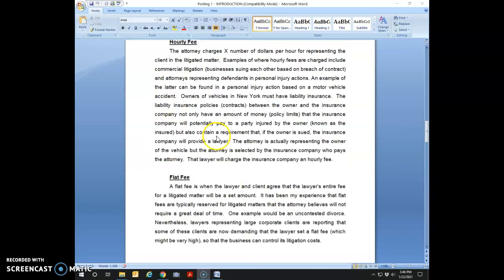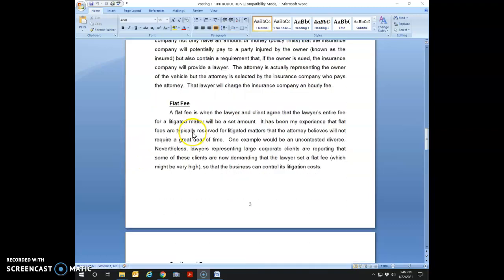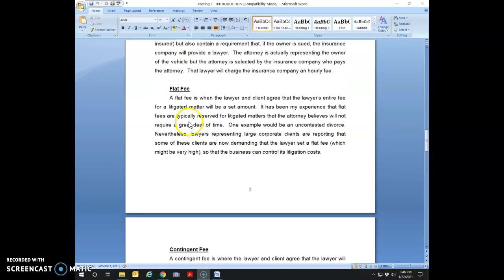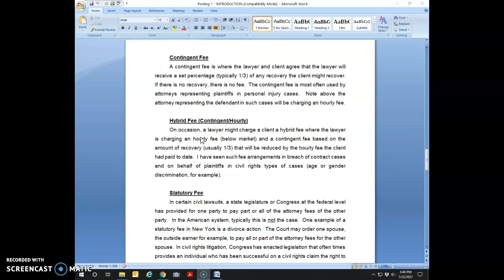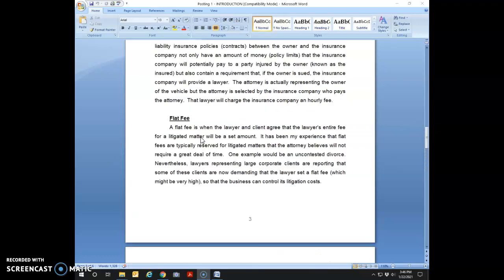Then, sandwiched between hourly fee and contingent fee is a third type of fee, which is flat fee. And the flat fee is when the lawyer and the client agree that the entire fee will be a set amount. That used to be used in legal clinic type of settings for uncontested divorces, matters like that.